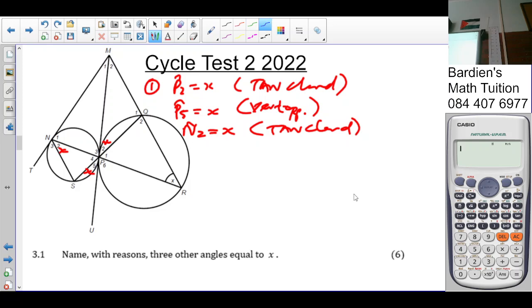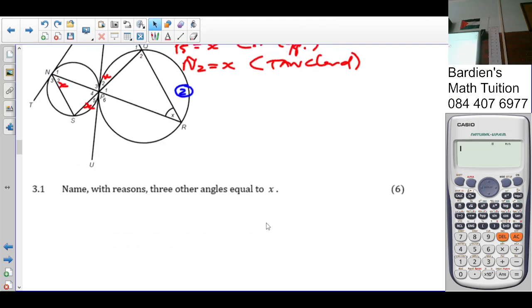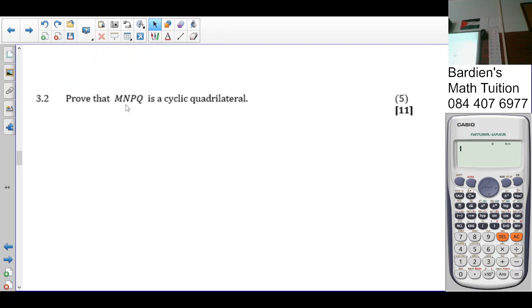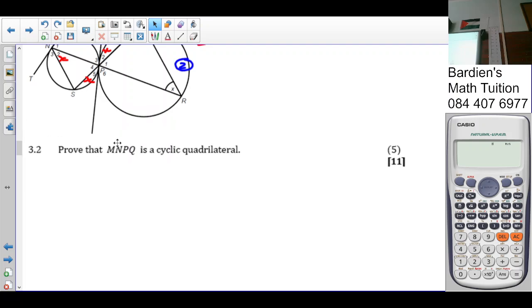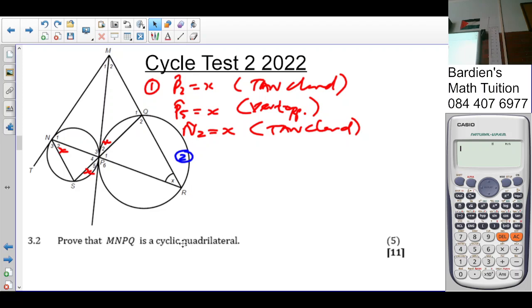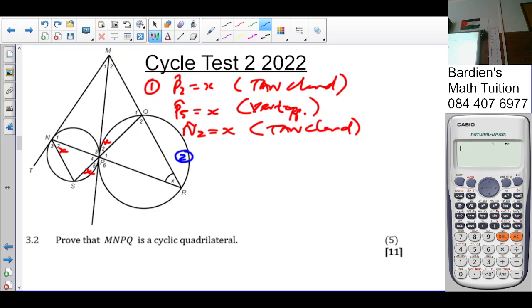Let's look at number 2. In question 2 we're asked to prove that MNPQ is a cyclic quad. But I already showed you that, no? Alright, so if you don't want to bring in a Y, no problem. You could have worked with the angles itself. So we're going to try to prove that Q2 is equal to N1.